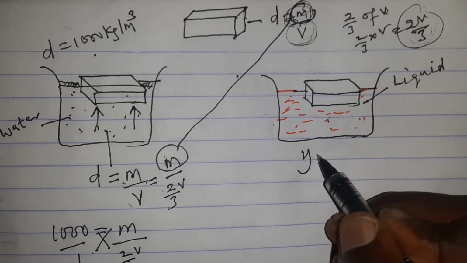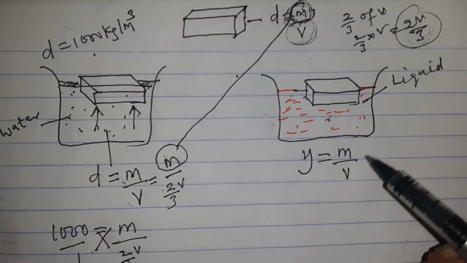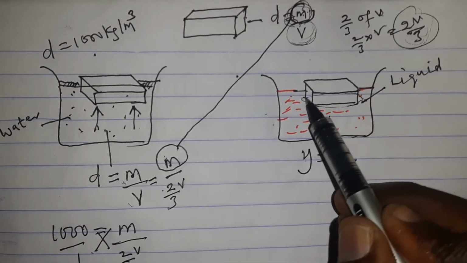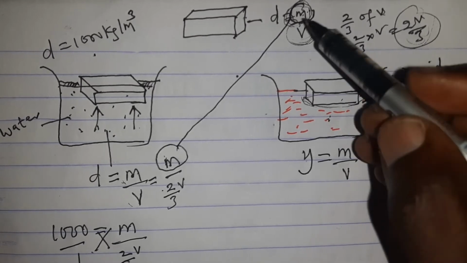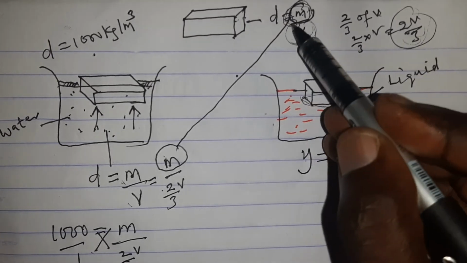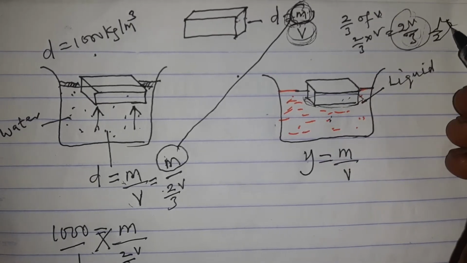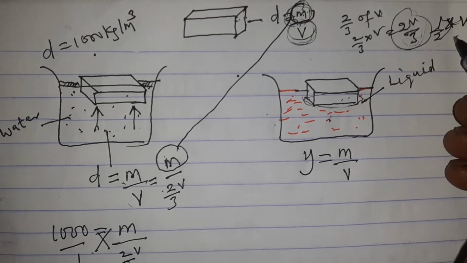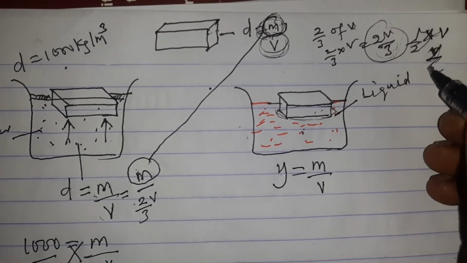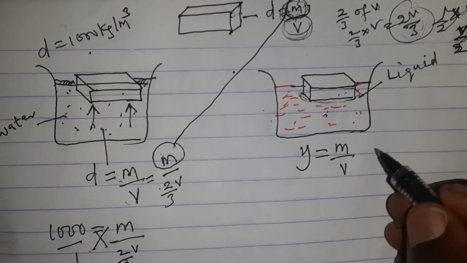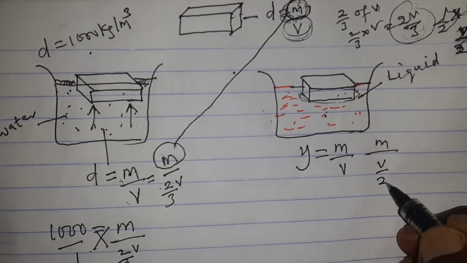We'll say Y equals mass over volume also. So what's the volume? They said only half entered, and as you can see, it's not completely inside the liquid. They say half of the complete volume. So half of this complete volume, that's 1/2 times V, that's half of V, and we'll now have V over 2. So that means I'm going to say mass over V over 2.